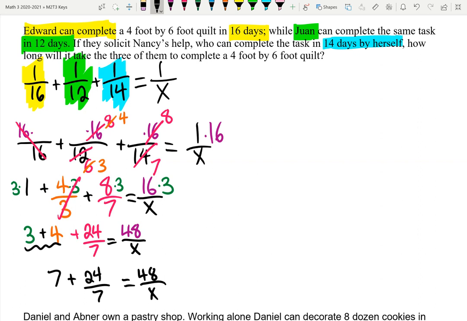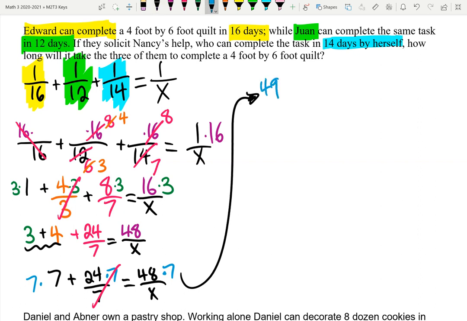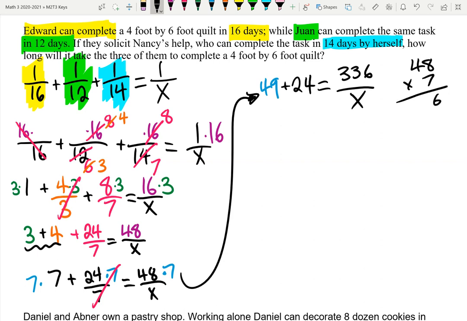I'm going to go ahead and now multiply each piece by 7. 7 here, here, and here. I see that this is going to cancel, leaving me with 7 times 7 is going to result in 49 plus 24 is going to be equal to 48 times 7. 48 times 7 is going to produce 336. Don't be afraid to use some scratch work. You can always do 48 times 7 on the side of your paper.